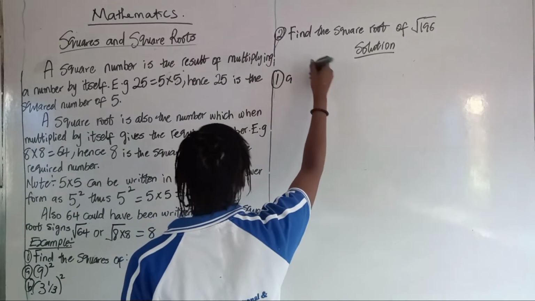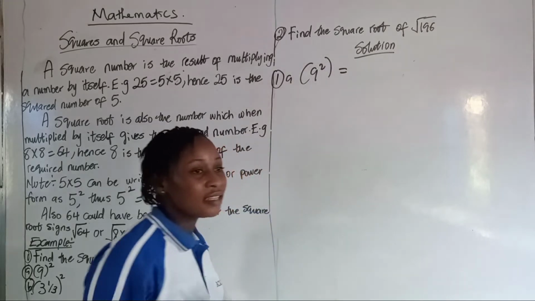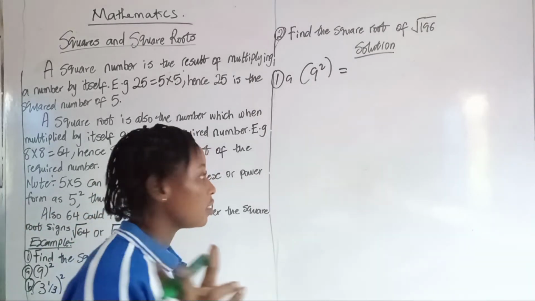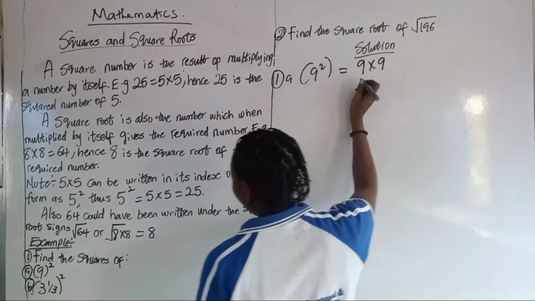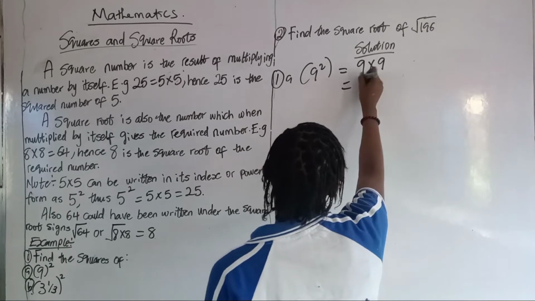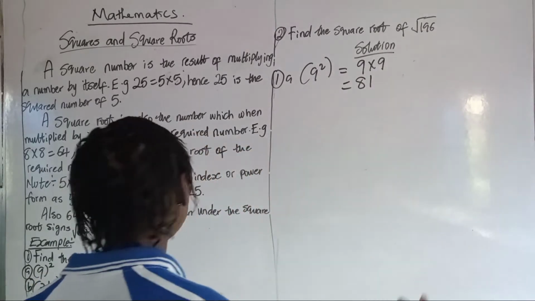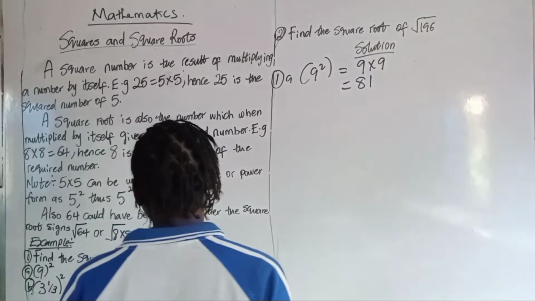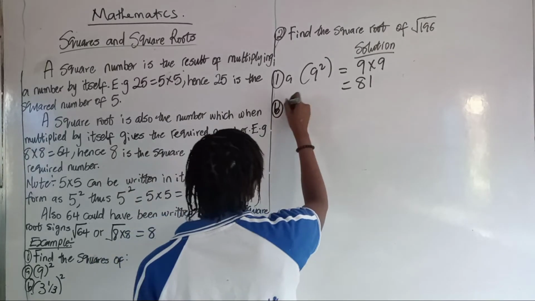Let's take the first question, 1A. 1A, we have what? 9 squared. And 9 squared, I said it already, is going to be in 2 places. So that is going to be 9 multiplied by 9. And 9 multiplied by 9 is what? 81. So it's as simple as that. If you have problem with it, as far as you know your multiplication table, you won't have problems solving square or square root.